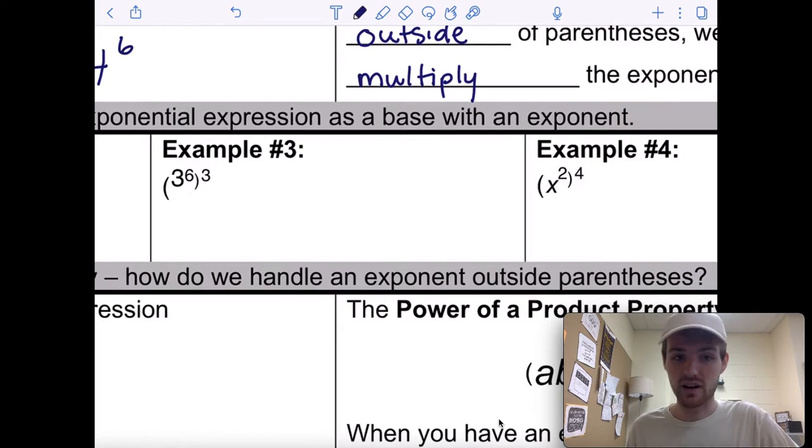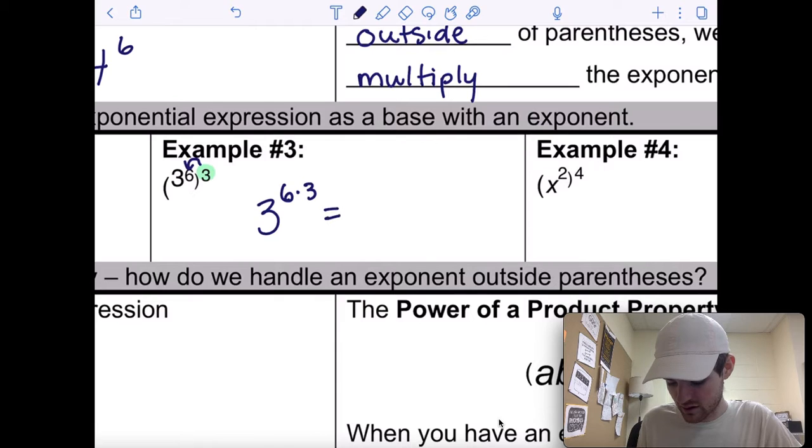You're exactly right. What are we doing? Oh, we see this exponent on the outside, so we throw it in. We have our base 3, 6 times 3, giving us 3 to the 18th. Yeah, let's just go ahead and leave it at that for now.